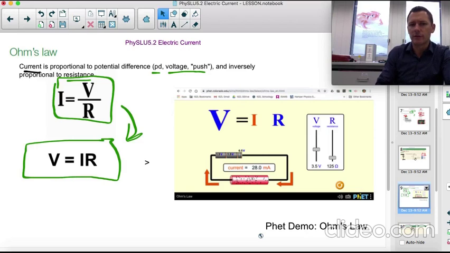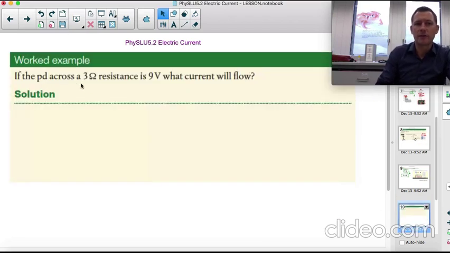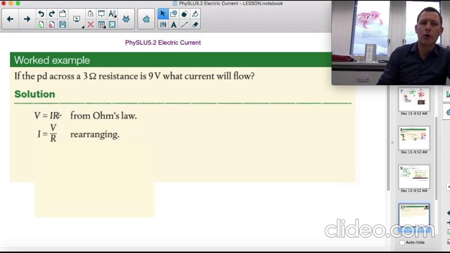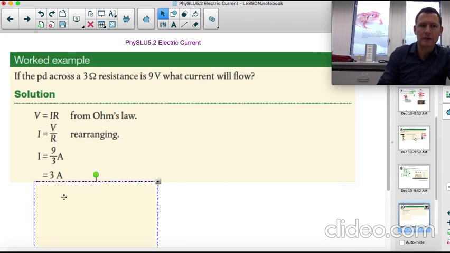All right. So let's use it. What's the potential difference across a 3 ohm resistor? And it's got some, 9 volts is the potential difference. That's the push. How much current will flow? Well, let's use V equals IR. And we know, they rearrange it. This was actually how they originally talked about it. And so we get 9 volts per 3 ohms of resistance. So therefore we get 3 amps of current moving.